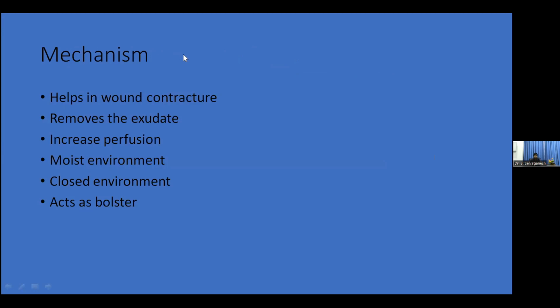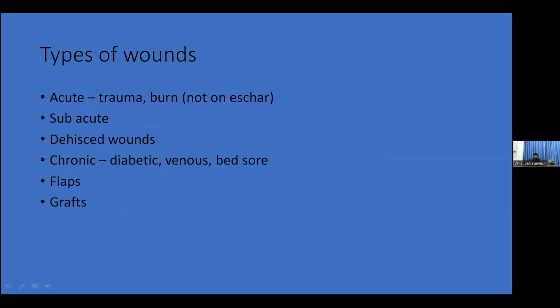So basically, the advantages of negative pressure wound therapy are that it helps to contract the wound, it removes the exudate from the wound, it increases the perfusion, it gives a moist environment to the wound surface, and it gives a closed environment, so there is no contamination to the wound surface. Sometimes when we apply it on a skin graft or flap, it acts like a ball, so it just compresses and keeps the graft in place.